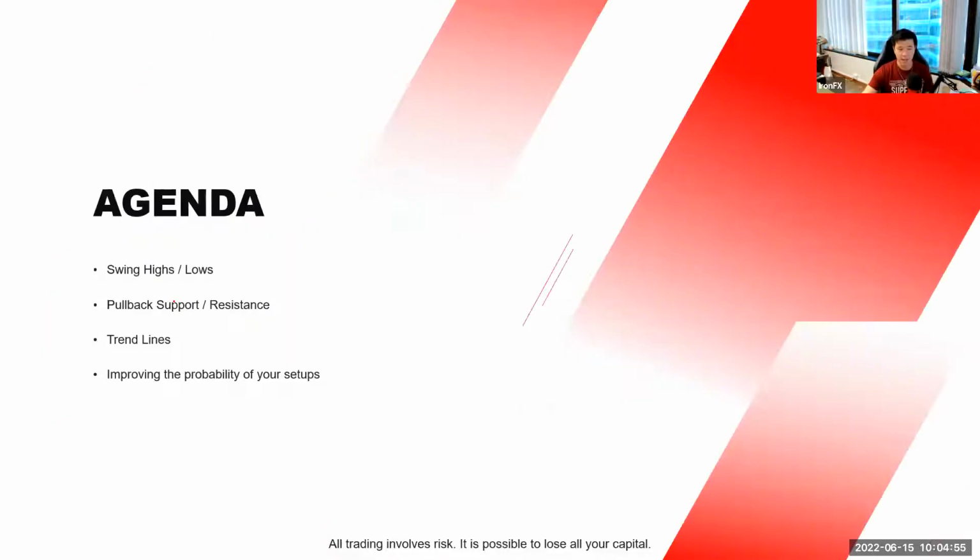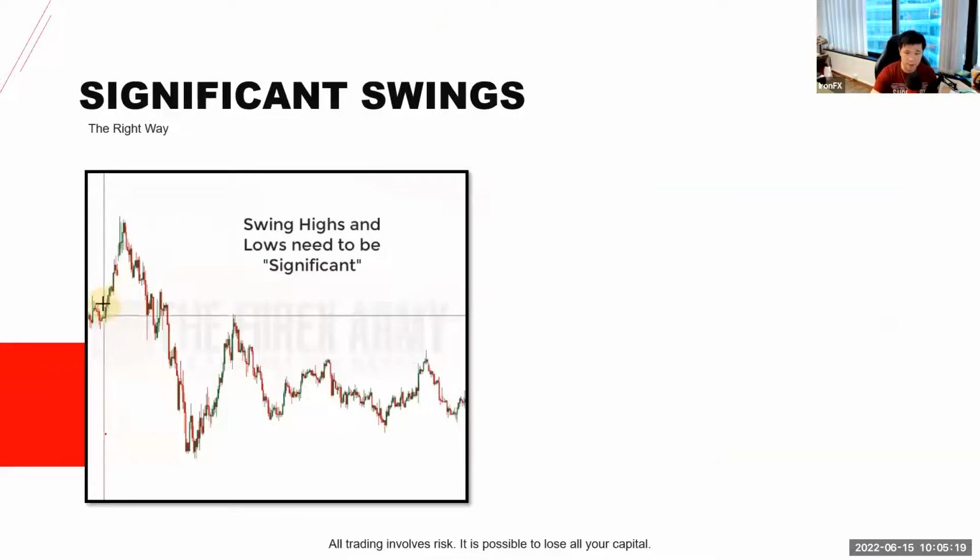Our agenda for today, we're going to touch on a couple of key things. Swing highs, swing lows, how to do them correctly. Pullback, support and resistance. If we have time, we'll try to look at trend lines. I'll be showing you how to improve the probability of your setups after that. All right, now let's move on to the next one.